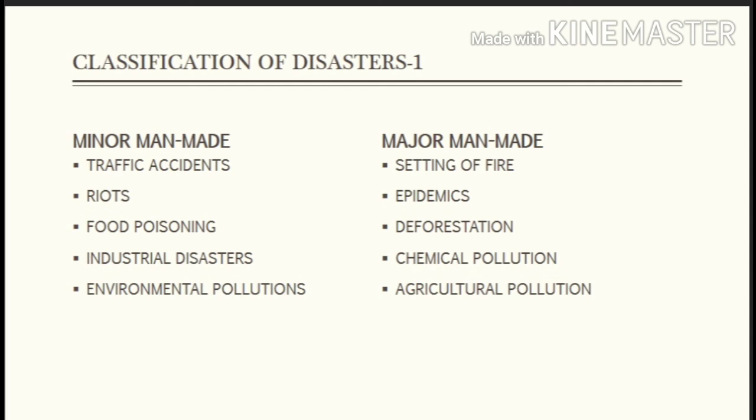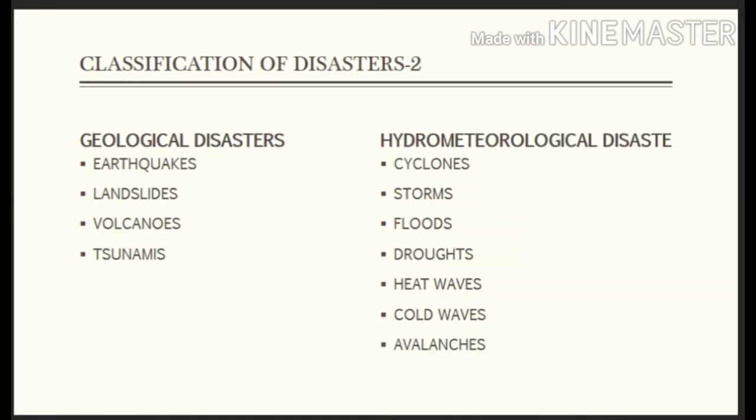And now consider the second classification. Based on the second classification, there are 5 types. First one is geological disasters. All those disasters which are the result of geological processes. Earthquakes, landslides, volcanoes, and tsunamis are the examples. Second type is hydrometeorological disasters, which are the result of water related meteorological processes, climate related processes. The examples are cyclones, flood, storms, hurricanes, typhoons, drought, heat waves, cold waves, etc.